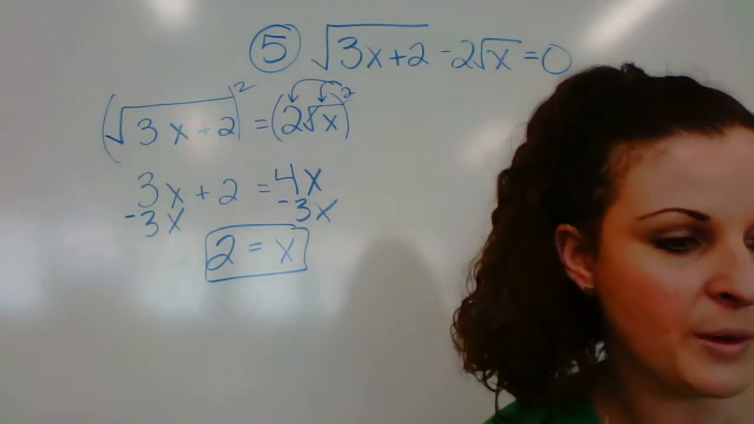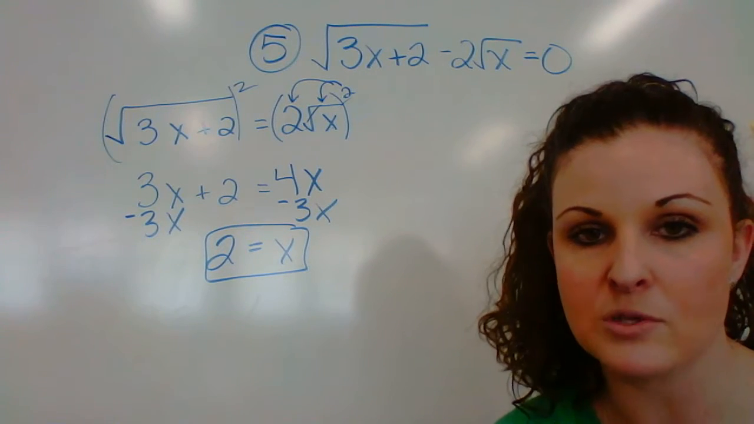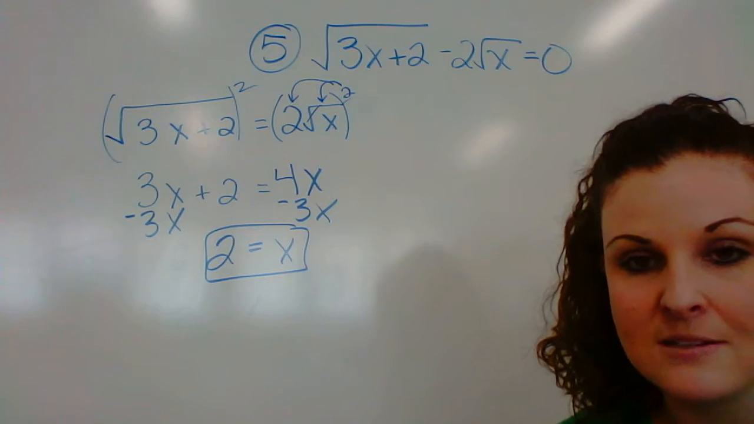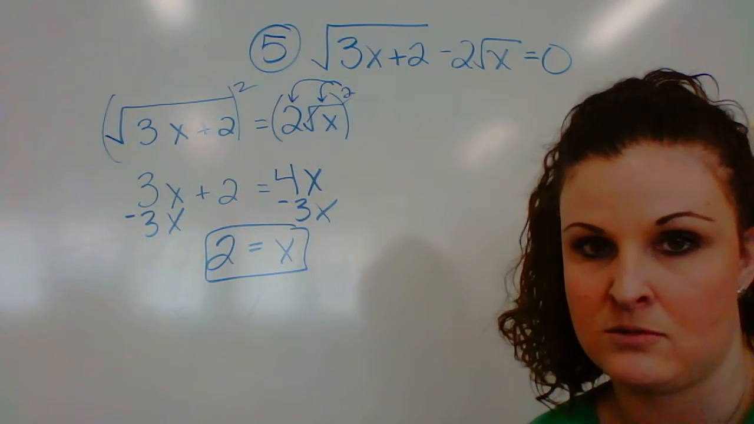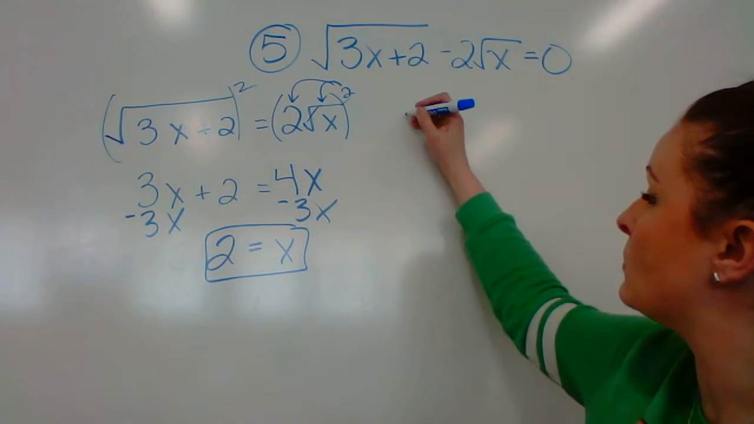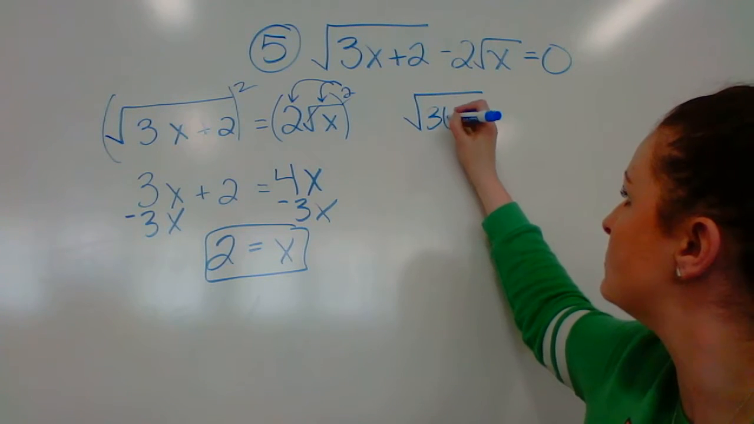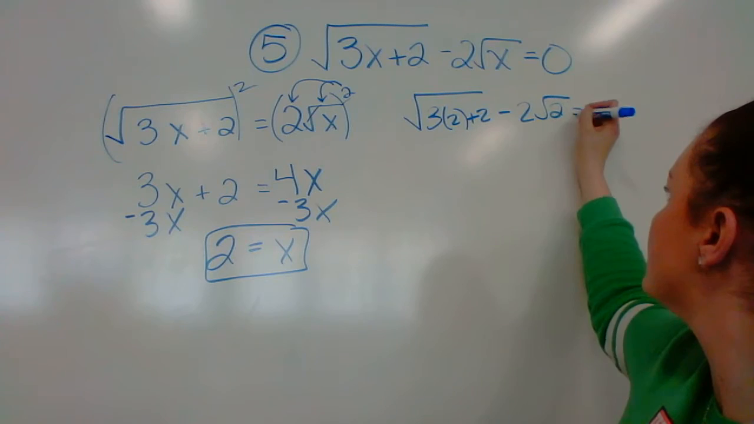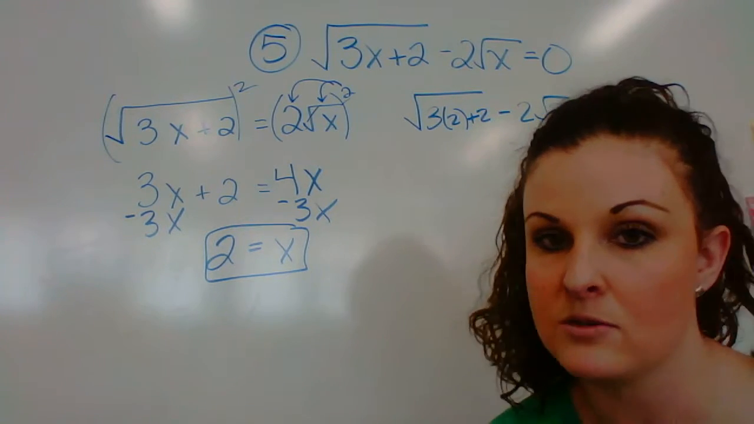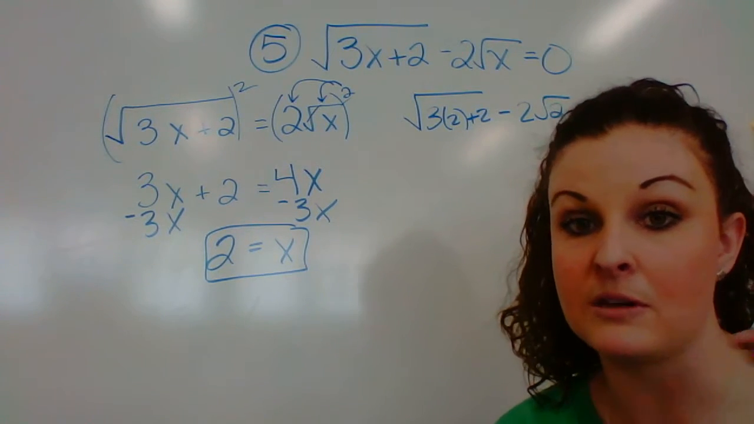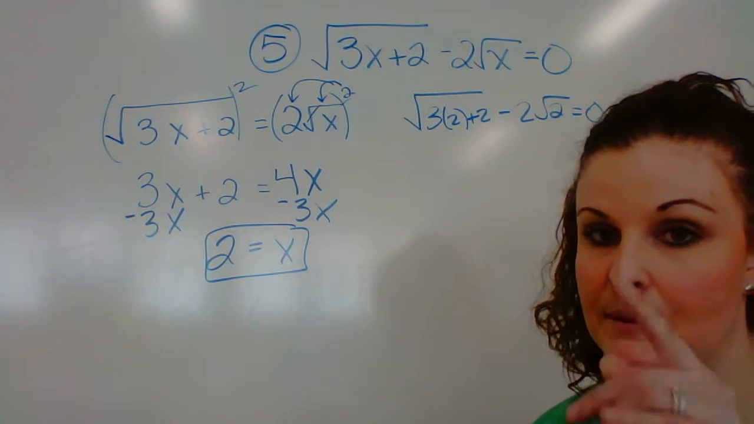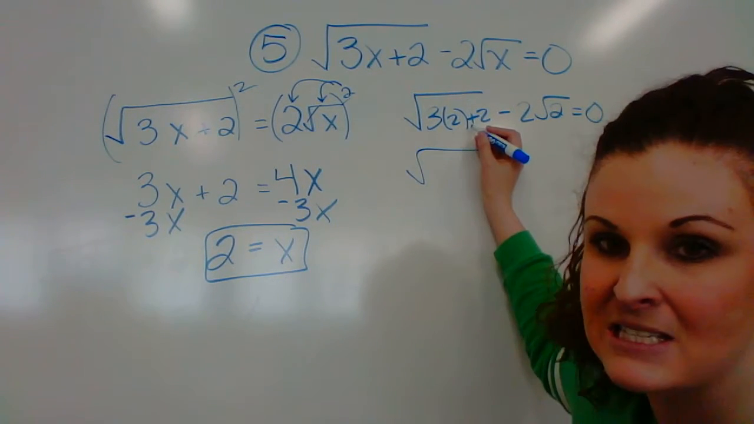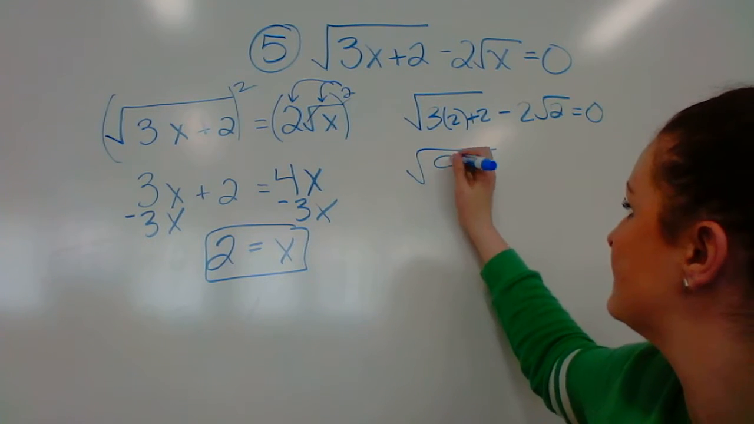Cool. Well, on your paper, you see that huge check mark, which obviously means we have to check it, right? So I'm going to plug it back into the original equation. So I have 3 times 2 plus 2 minus 2 root 2. So this is going to require you to use previous knowledge, okay? And you'll see what I mean by that in just a second. So I get 3 times 2 is 6. 6 plus 2 is 8.